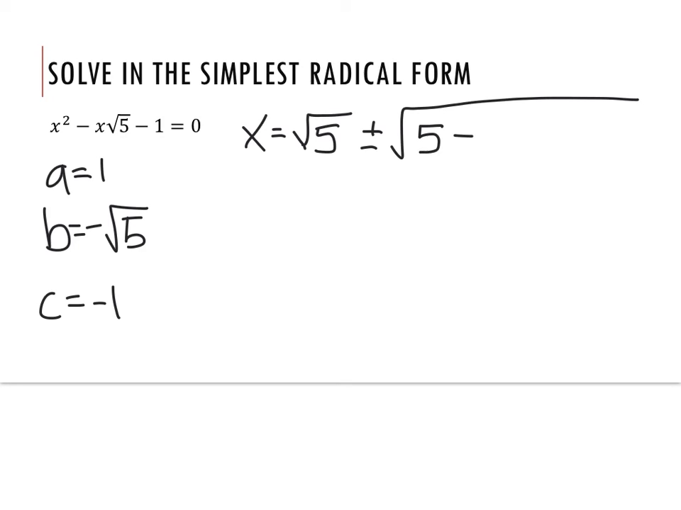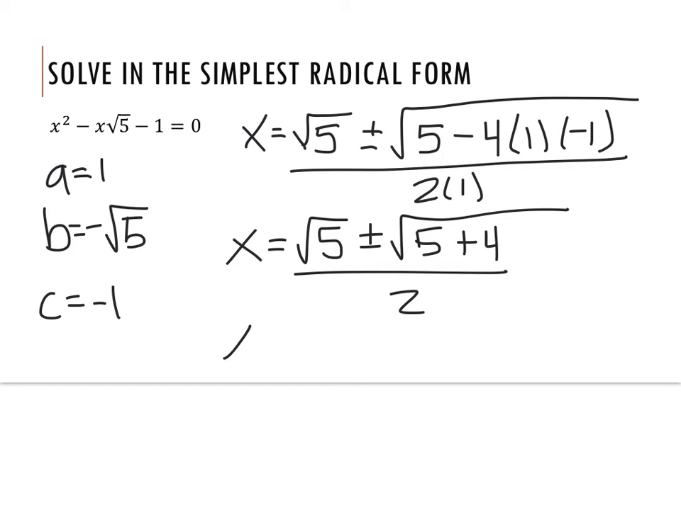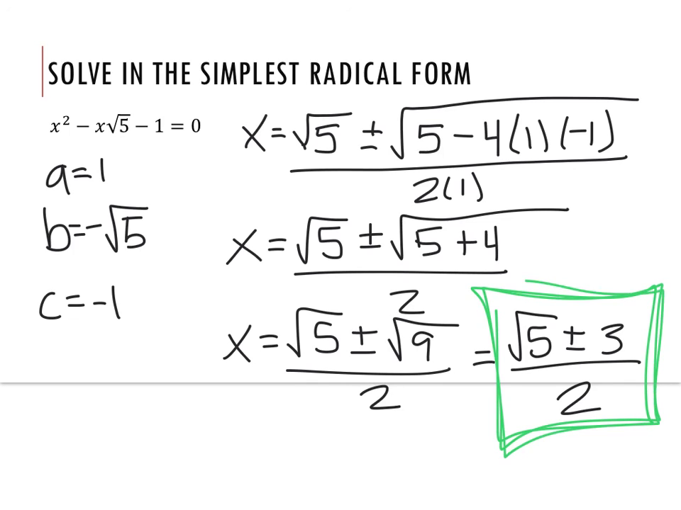B squared minus 4ac all over 2a. Okay, x is equal to the square root of 5 plus or minus. We have 5, and then it's plus 4 all over 2. So x is equal to the square root of 5 plus or minus 5 plus 4 is 9 all over 2. And we know the square root of 9 is actually 3. So square root of 5 plus or minus 3 all over 2. Cannot be simplified anymore, and that is your final answer.